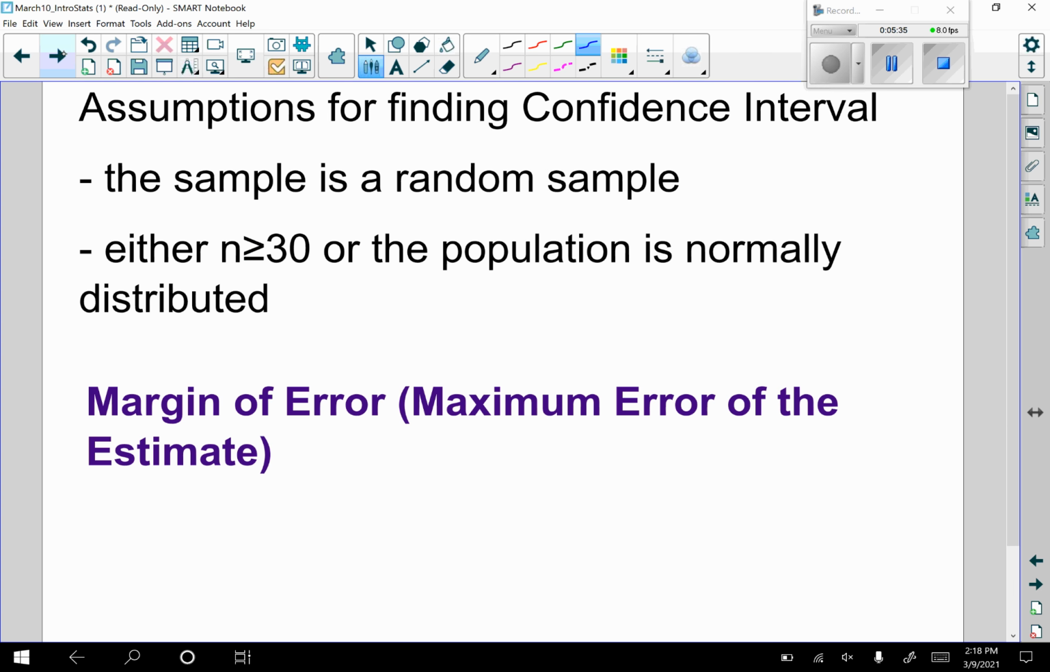Now throughout this chapter, and even into the next chapter, we're going to see these assumptions. For finding a confidence interval, we assume that the sample is a random sample, and we also want to assume that the data is normally distributed. So either n is greater than or equal to 30, or the population is normally distributed.